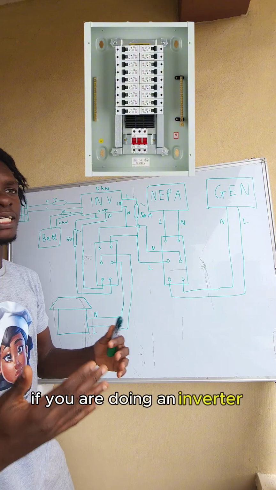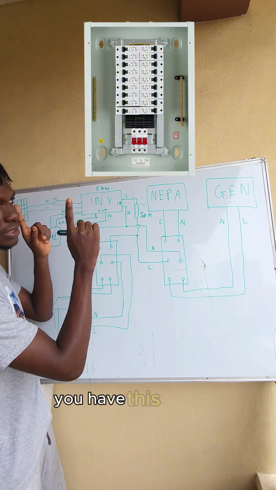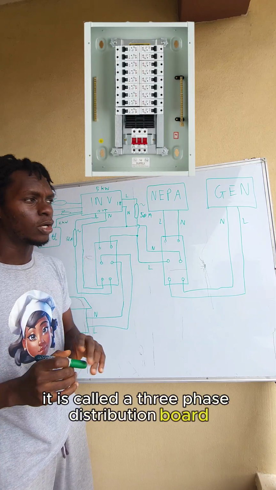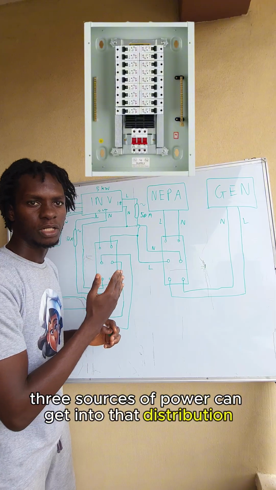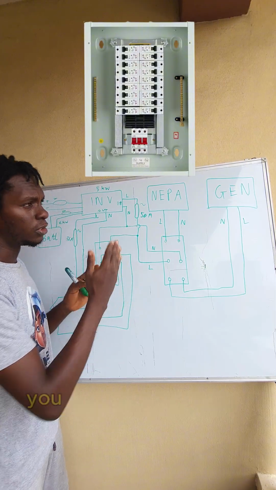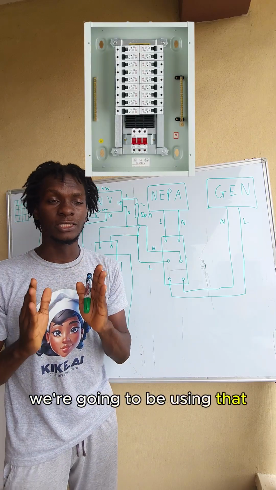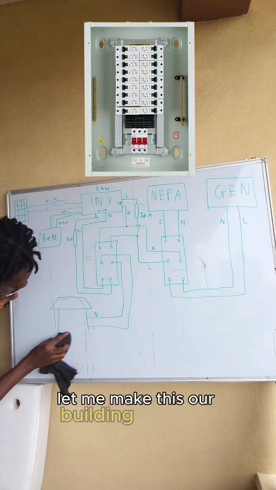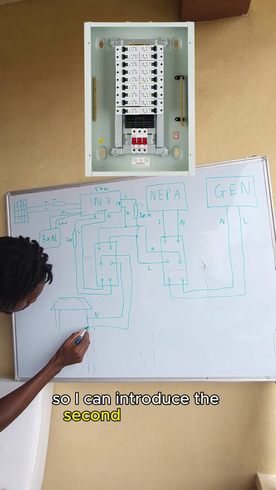If you are doing an inverter installation and in your client's apartment you have this type of distribution board, it is called a 3-phase distribution board. What it means is that 3 sources of power can get into that distribution board, or you can put a 3-phase line in that distribution board. You see the breaker has 3 poles, so we're going to be using that to do our load separation in this case. Let me make our building a bit taller so I can introduce the second source to it.